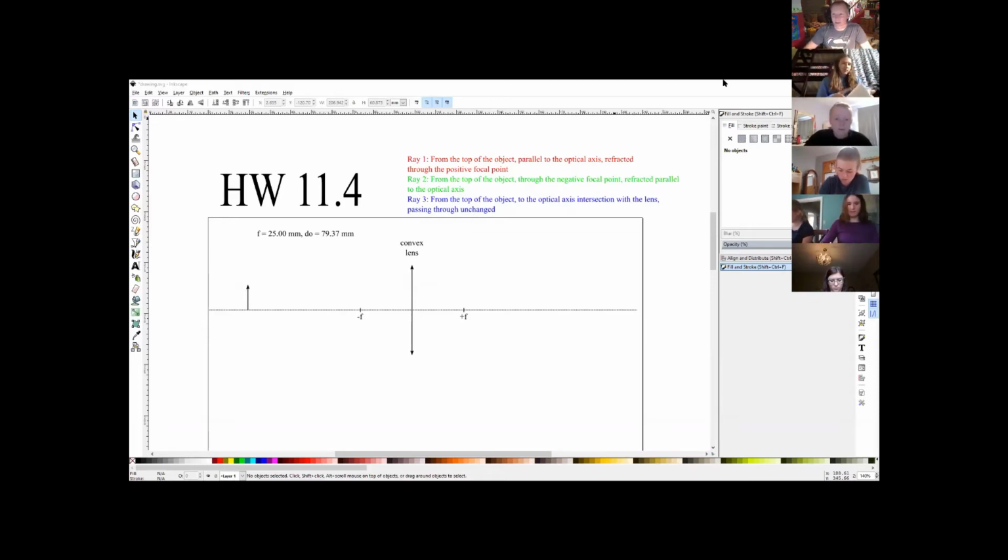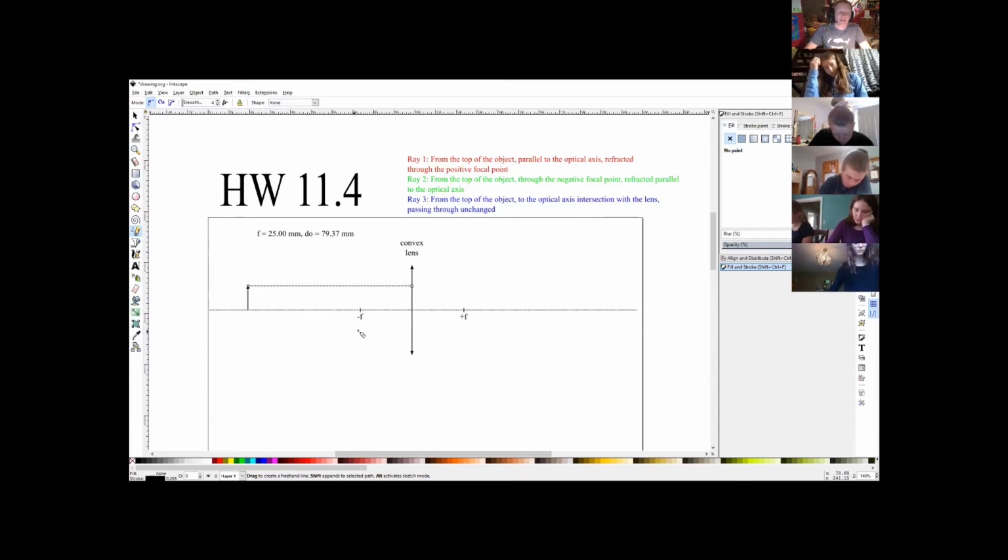So the first ray we're going to draw will be from the top of the object. And this will be parallel to the optical axis. When it hits the lens, now it's going to go through the positive focal point. So positive means where the light will actually go. Negative will mean where the light wouldn't technically go.